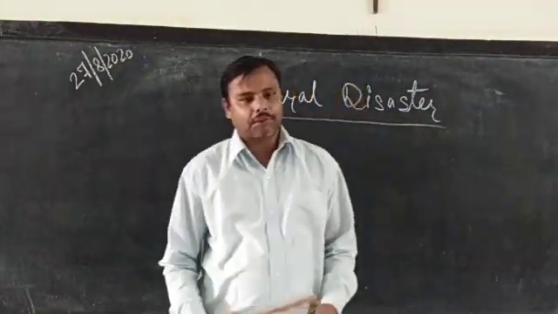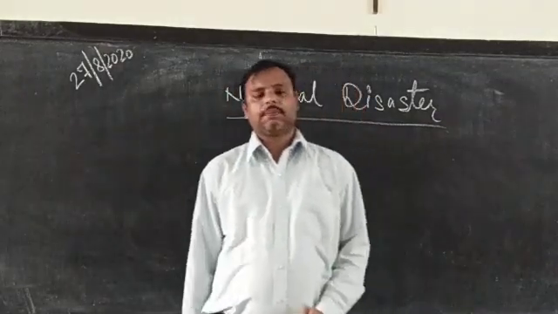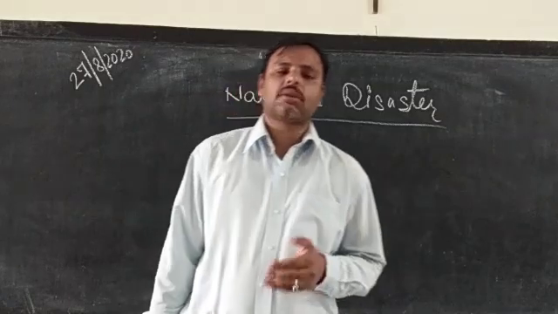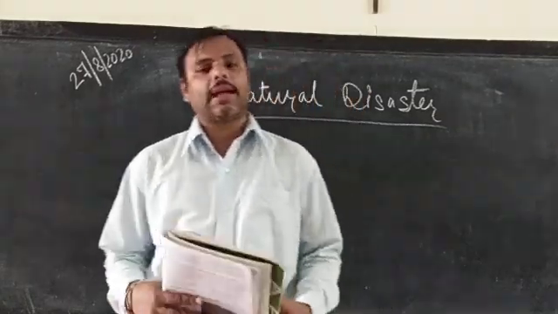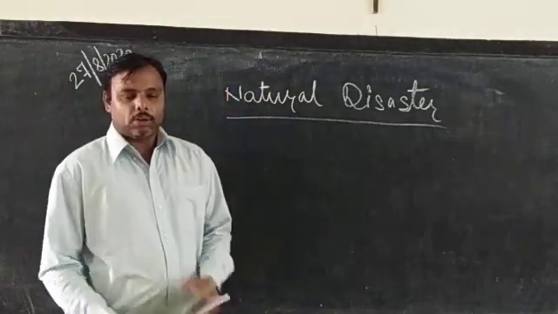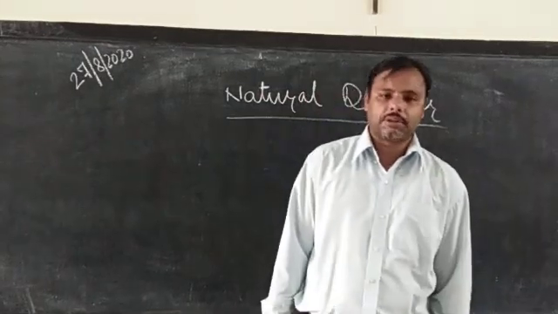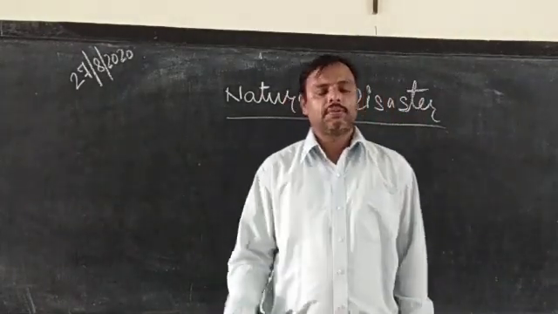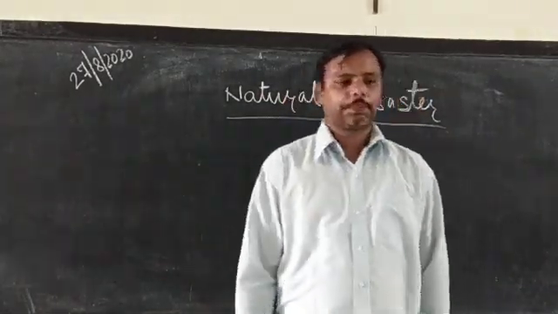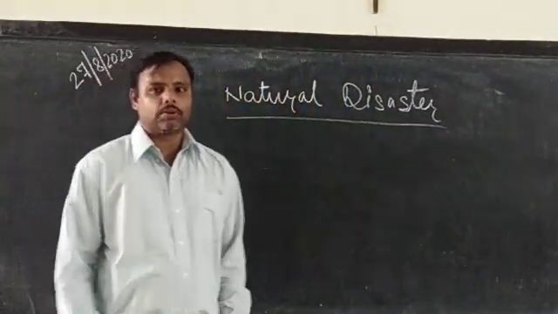We are in chapter number 14, natural disasters. We saw what a natural disaster is, what the causes of natural disasters are, and what the different types of natural disasters are. During the topic, we discussed the first one, the earthquake, a type of disaster which is very natural, where nature prevails. Today we will discuss the second one, that is volcanoes.